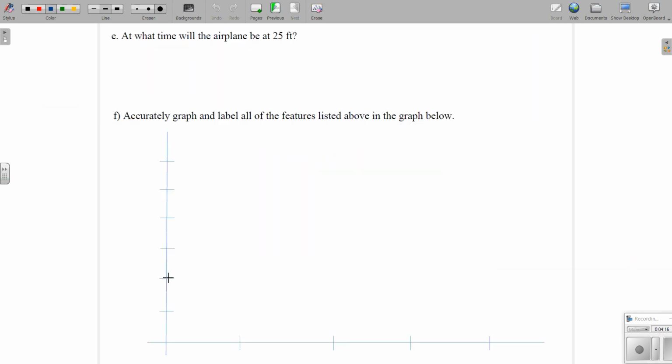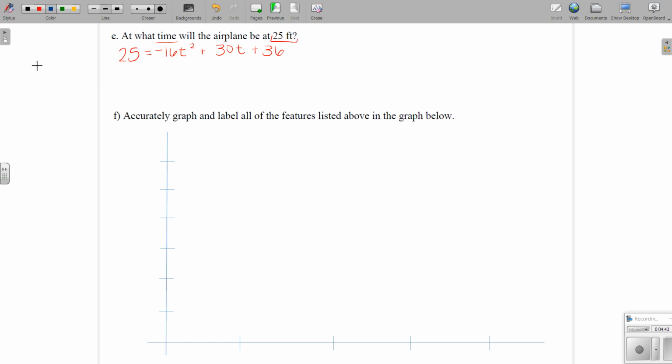Okay, one more problem. At what time will the airplane be at 25 feet? So again, I'm solving for time and I have a height given to me. So this height is what I want to set the equation equal to. So we're going to do 25 equals the rest of our equation, negative 16t squared plus 30t plus 36. So I still want to solve this quadratic.